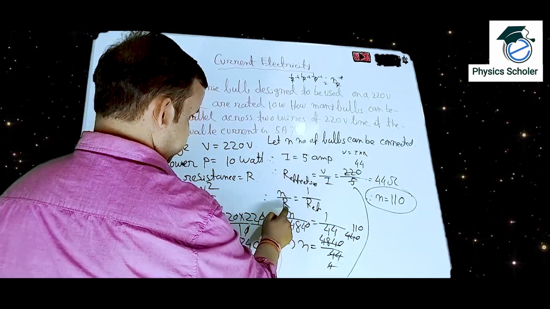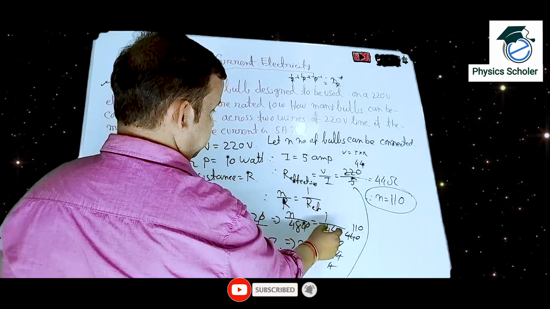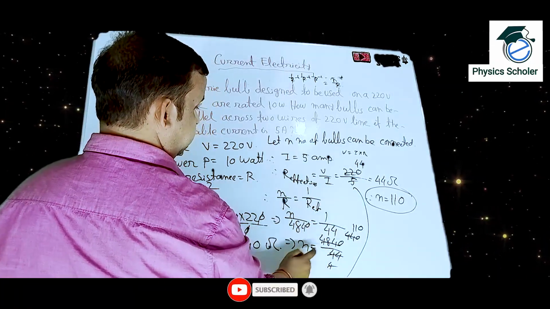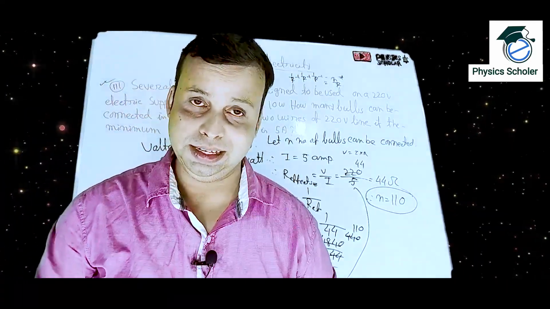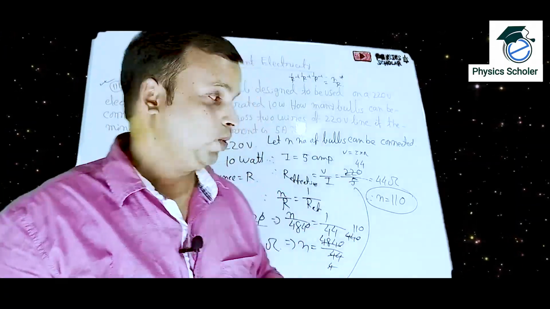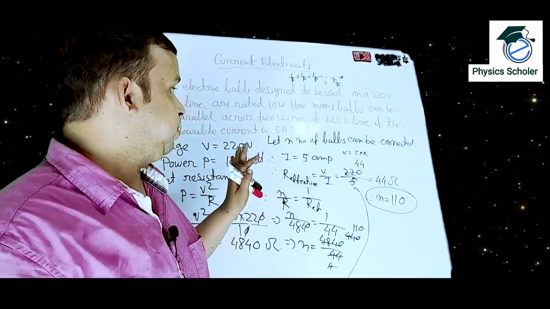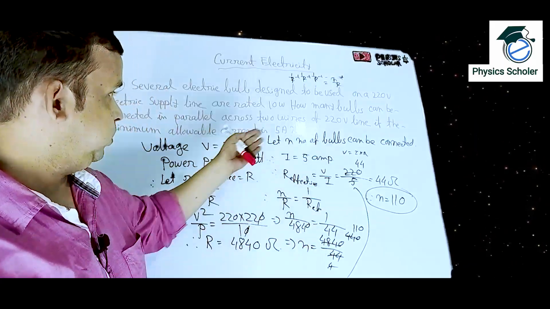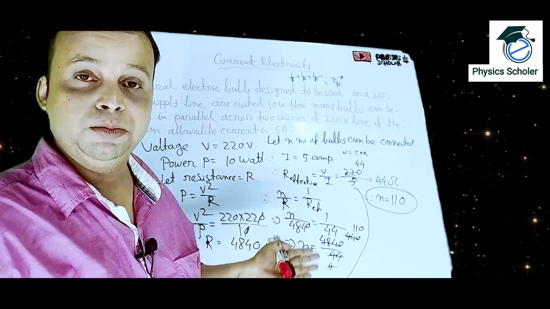Okay. So n by what is the value of R? 4840 is equal to 1 by R effective, which is 44. So we are finding the value of n is 110. So 110 number of bulbs can be connected in parallel in this particular condition. Okay. So it's a very easy sum, but very common and very effective one. So hope you can now do this sum. So let us move next.